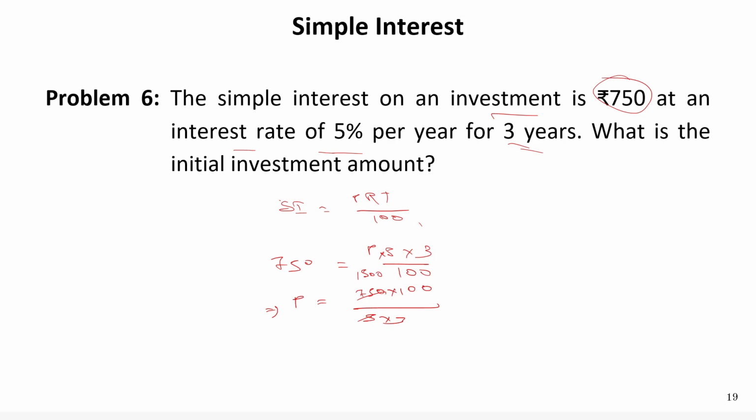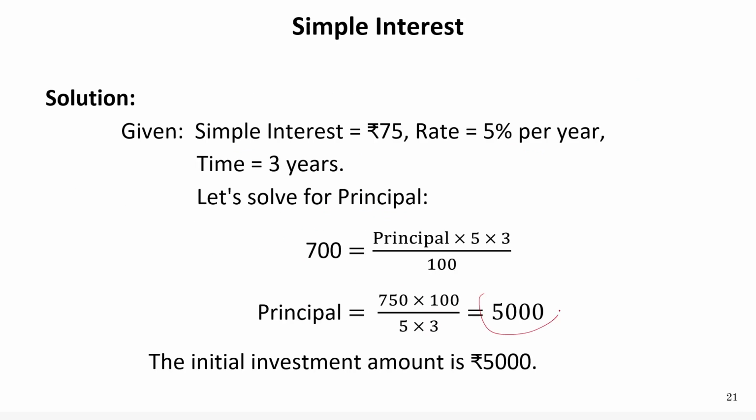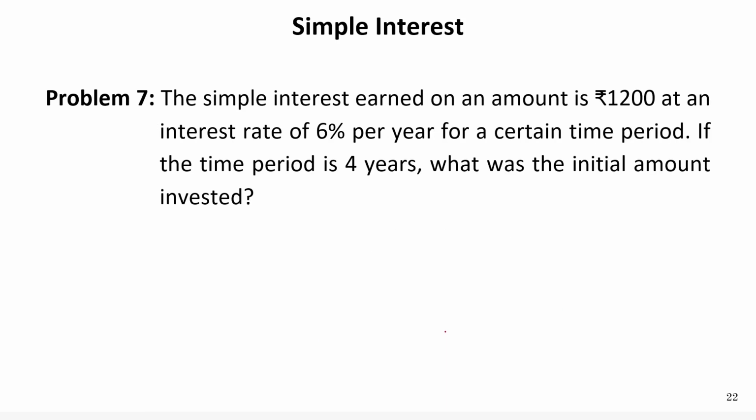1500, right? 150. So 150 and dividing it by 50 is equal to 5,000. So 5,000 will be the principal amount. Principal into rate into time by 100 is equal to SI. So let's solve it. What we are left with is 5,000, right? Because principal is equal to 750 into 100 by 5 into 3. By dividing it by 5, we are left with 20 and 250. So it is nothing but 5,000 rupees. So the initial investment amount is actually 5,000 rupees.